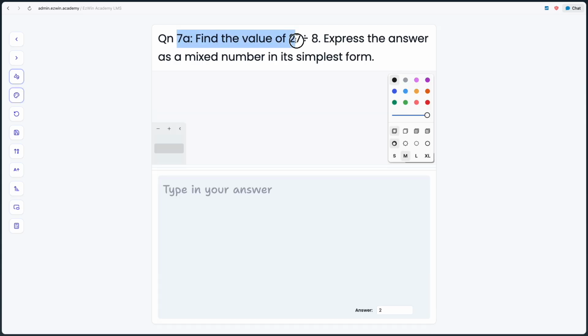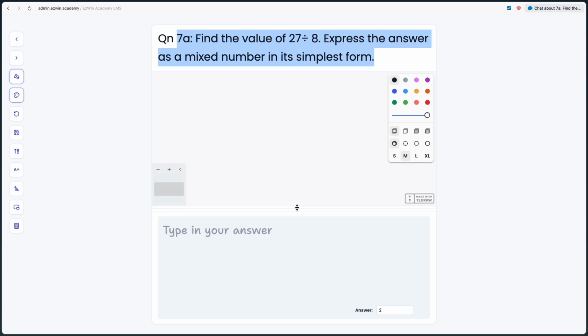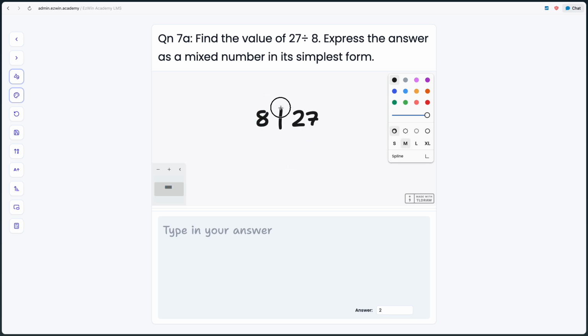Question 7a, find the value of 27 divided by 8. Express the answer as a mixed number in its simplest form. So we're going to put the workings as 27 divided by 8. So it will look something like this. All right, so we just have the workings as such. And then now we just divide it.